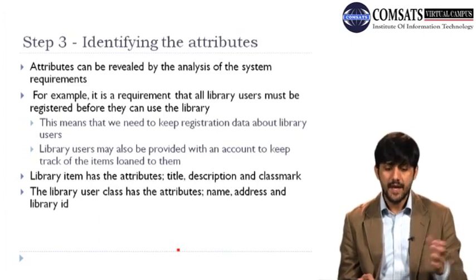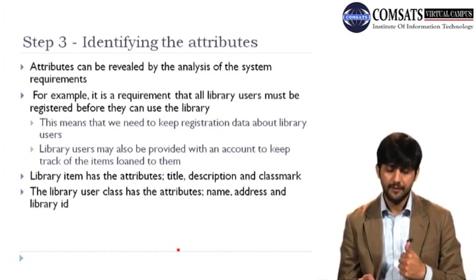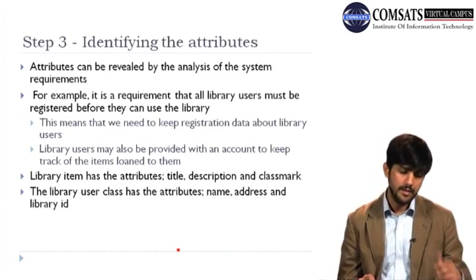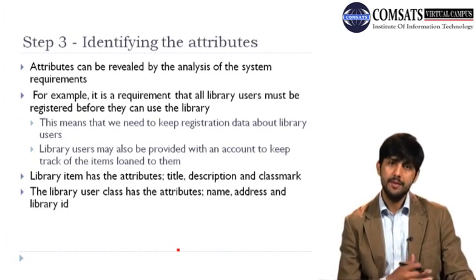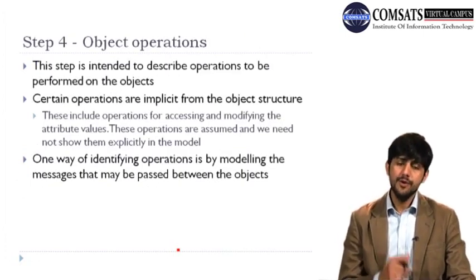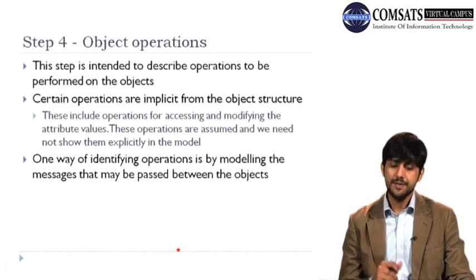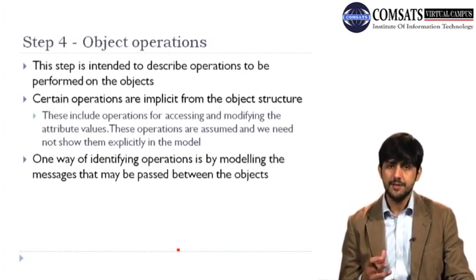So library item has the attributes title, description, and class mark. Again, this is written in the description of the system. The library user class has the attributes name, address, and library ID. Again, this was mentioned when we started looking at this particular library example. And then step 4 was object operations. This step is intended to describe the operations to be performed on the objects. Certain operations are implicit from the object structure.